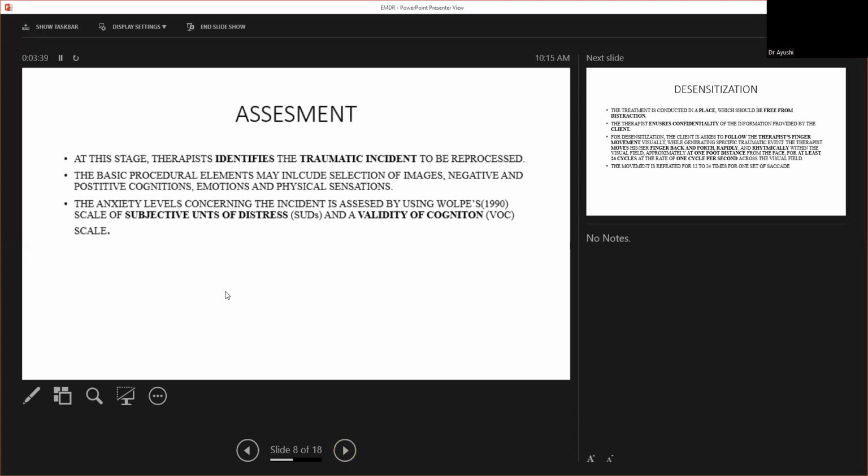Assessment. At this stage, the therapist identifies the traumatic incident to be reprocessed. The basic procedural elements may include a selection of images, negative and positive cognitions, emotions, and physical sensations. The anxiety levels concerning the incident are assessed by using Wolpe's scale of subjective units of distress and a validity of cognition scale.